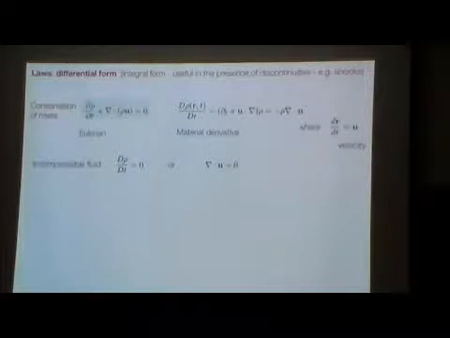It's the pressure. If you guys remember your calculus of variations, you remember that every time I have a constraint, I have a Lagrange multiplier which enforces the constraint. And so the pressure, if you like, is the Lagrange multiplier which enforces the constraint of incompressibility.